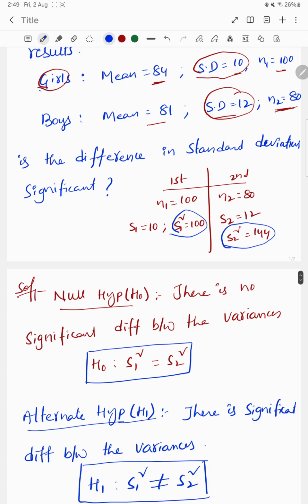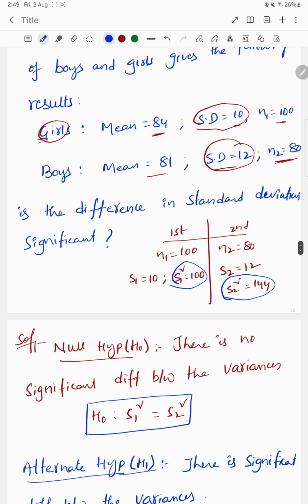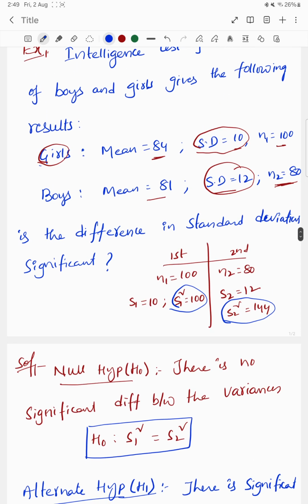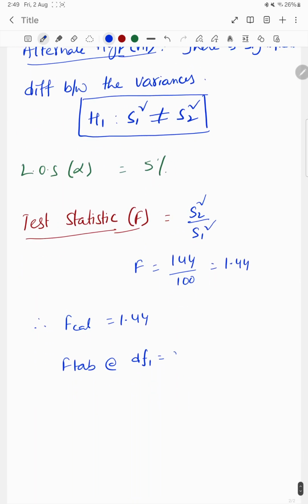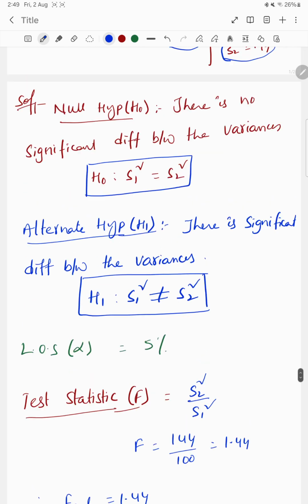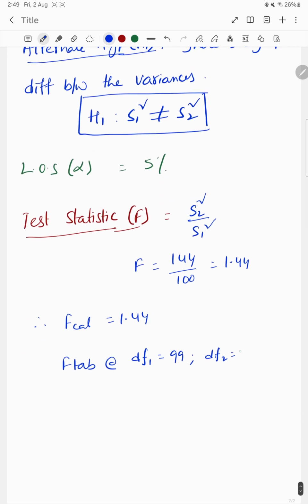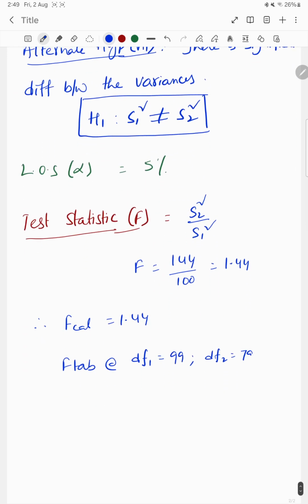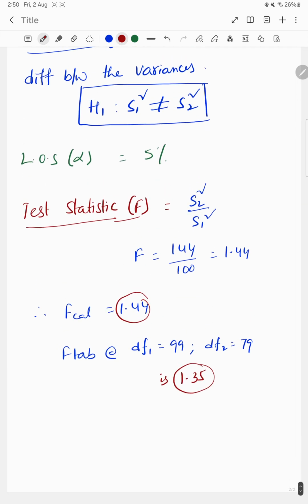And F tab: df1, degrees of freedom 1, is equal to the first sample, 100 minus 1, that is 99, and df2 is equivalent to 80 minus 1, that is 79. And its F tab value is 1.35. So this is the table value and this is my calculated value.